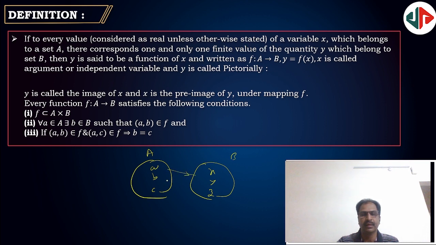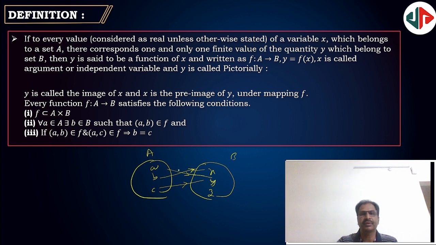What does it mean? Now, A is associated with Y, B is associated with X, C is also associated with Y. Now this relation can be called a function if every element of the first set is uniquely associated with an element in the second set. If you observe here, A is associated with only one element Y, B is associated only with one element X, C is also associated with only one element Y, and hence this relation can be called a function.